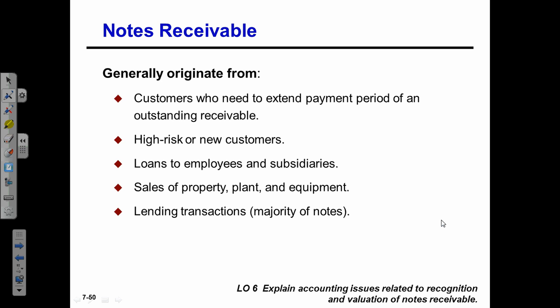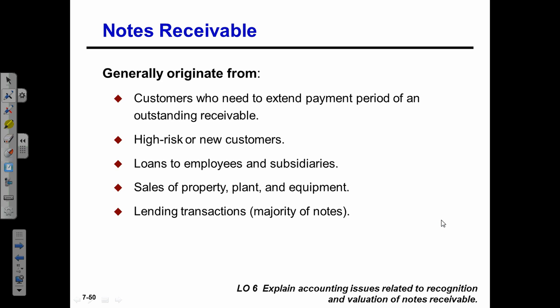High risk or new customers. I have a new customer and I don't know their credit history. I haven't signed a note, right? Don't trust them on open account. Or they're just high risk in general, somebody who didn't pay me before. Loans to employees and subsidiaries. Sales of property, plant, and equipment. I sell it and I do it with a note instead of an open account receivable. That'd be fine. I'm going to get payments, right? And I want interest. Okay, I'm waiting for a while, maybe. And then the lending transaction is the majority of notes, right?